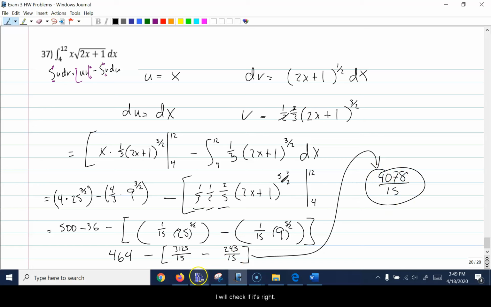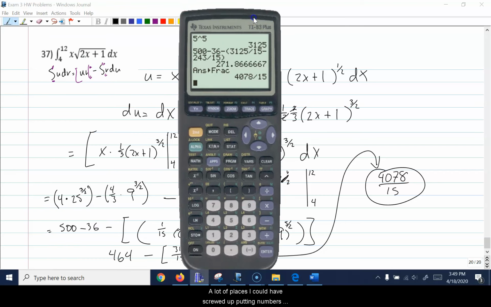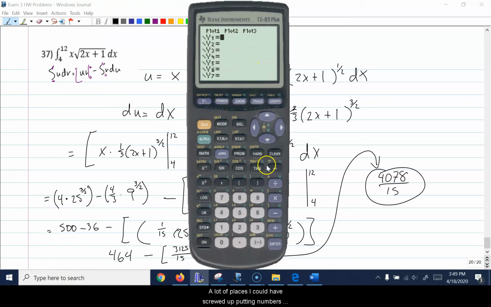Cool. Let's check if that's right. There's a lot of places I could have screwed up plugging numbers into this. Let's graph that function, x times the square root of 2x plus 1. And now calculate the integral from 4. Oh, it's going to give me an error because my graph doesn't go out to 12. I should hit window and change my window so it goes out past 12. I'll make it go to 15.